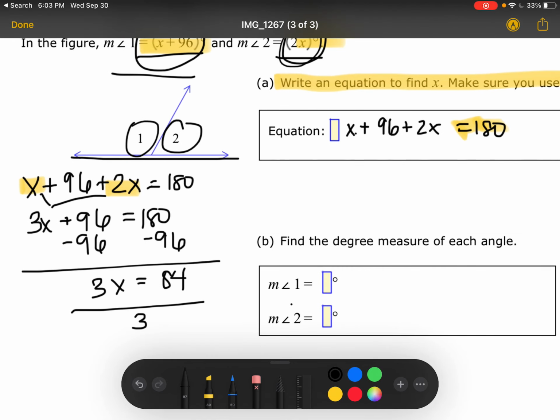If you are struggling with the concept of having to solve for a number, again, come see me. So 84 divided by 3 is 28. They're going to give you a calculator on this, so don't freak out. There will be a calculator available on this question. So x equals 28. Are you done?